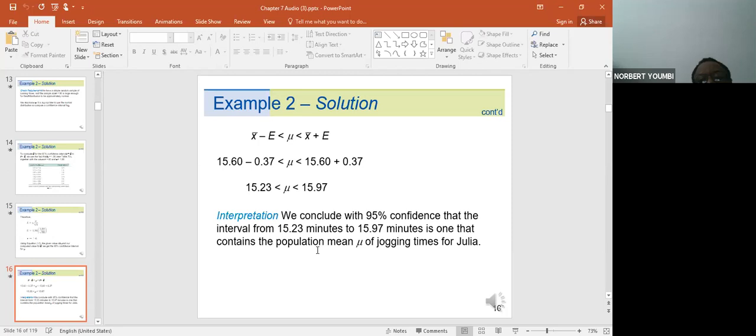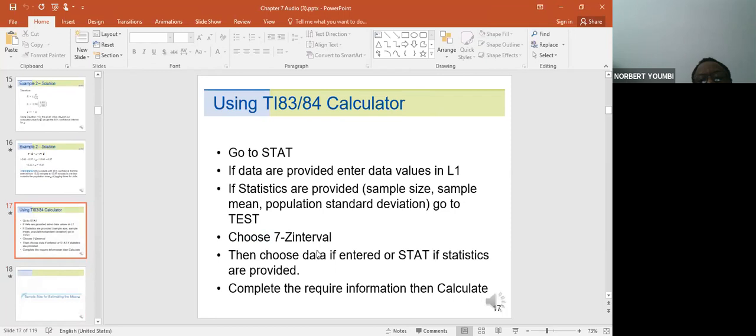We could use the TI-83 calculator to do this as well. So you go to Start, and then Test. If you have data values, you can enter them. After Start, you press Edit. You can enter your data values in L1 or L2. If you don't have data values, but you have statistics, you go to Test, and then go down to Z interval, 7 for Z interval.